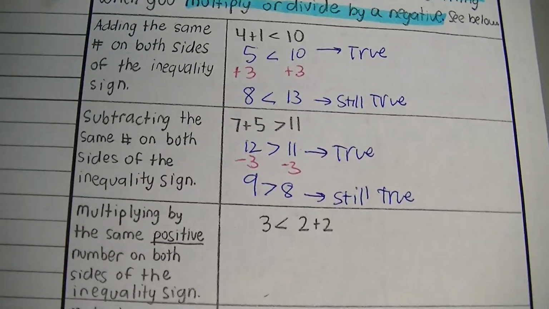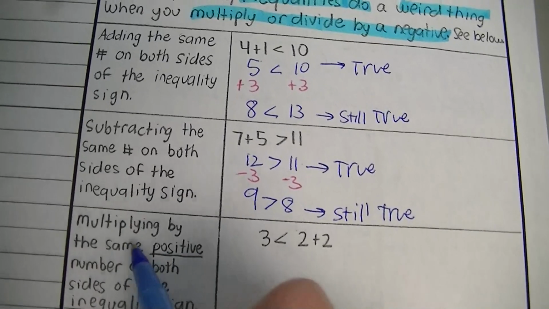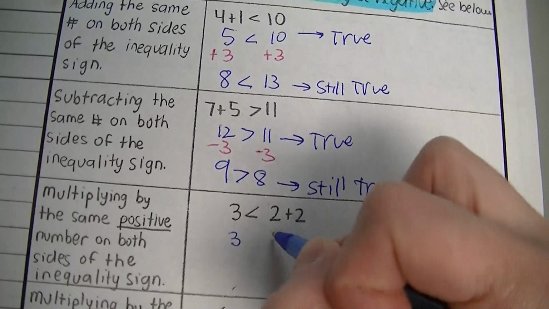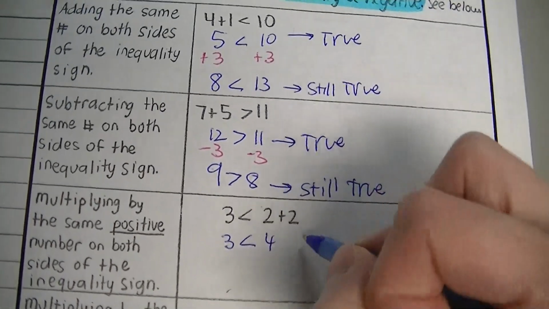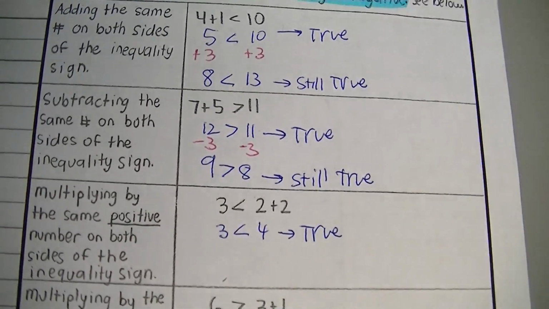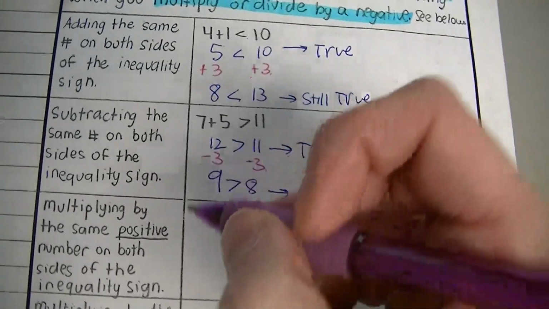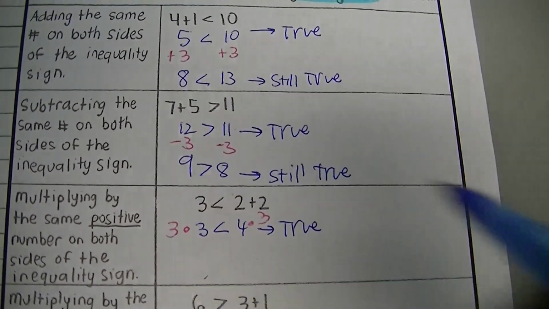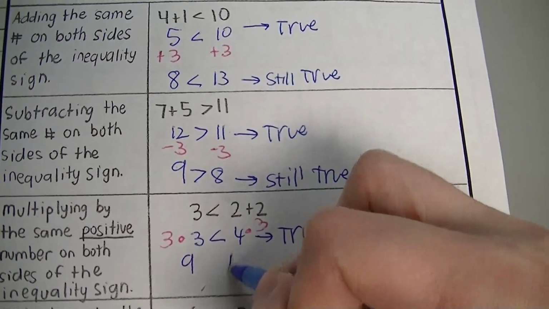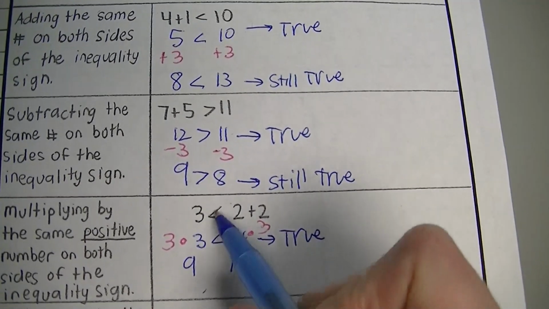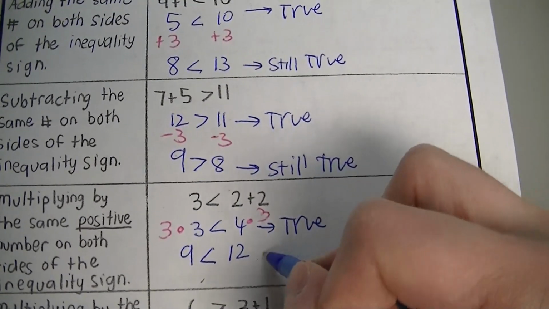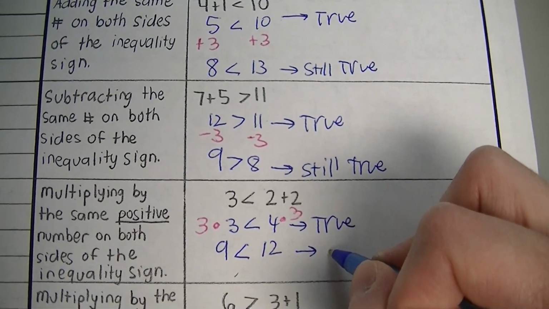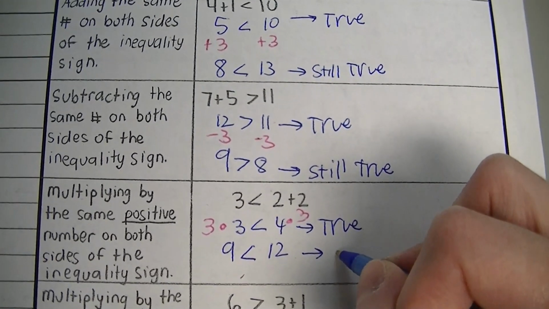All right, now we're going to multiply by the same positive number on both sides. So multiplying by a positive, let's make sure this is true. That's 3, and then 2 plus 2 is 4. Is the left side still smaller than the right side? Yep, that's true. Okay, let's multiply by 3. 3 times 3 is 9. 4 times 3 is 12. Is the left side still smaller than the right side, like the inequality indicates? Yep, still true. So don't do anything weird when you multiply by the same positive number to solve an inequality.